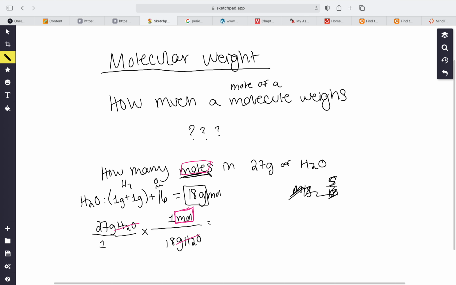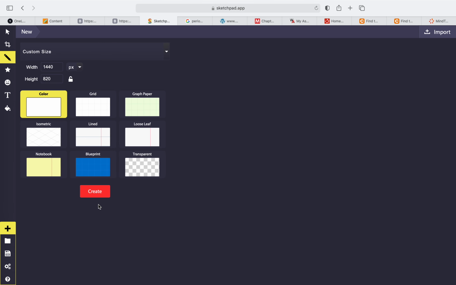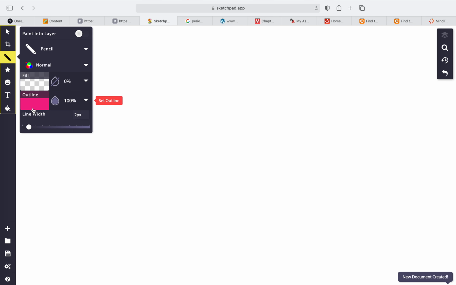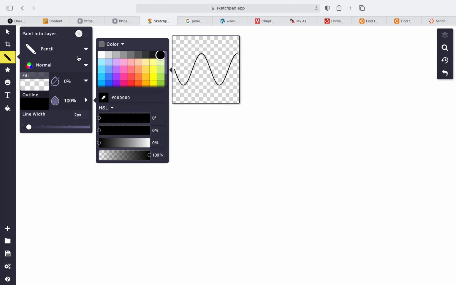And that gives us, oh wow, that actually works out well, 1.5 moles of H2O. So this is just an application problem to show you why we do the molecular weight and where it applies. But in this video, I'm going to be showing you how to do the molecular weight, which I kind of already did there. I'm going to show you, and then we're going to do a few practice problems, and then that will be the end of this video because it's pretty short and simple.